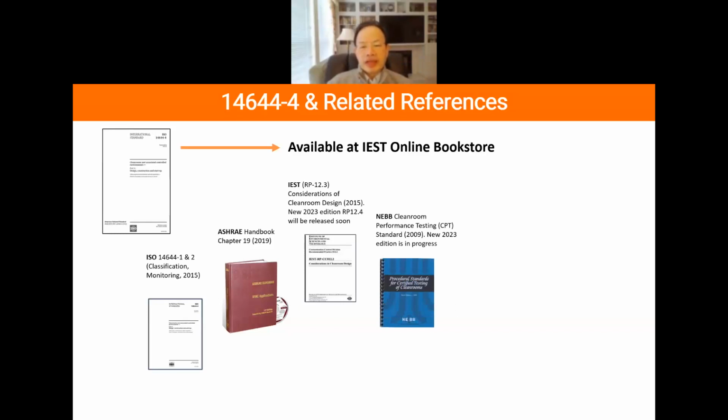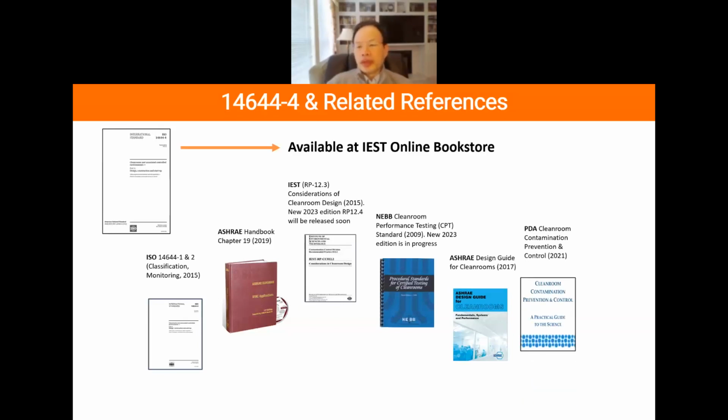And NEBB will have a new testing standard published this year, and in 2017 actually published a book called a Cleanroom Design Guide for Cleanrooms. Also PDA, which is for the pharmaceutical side, published a book called Cleanroom Contamination Prevention and Control.